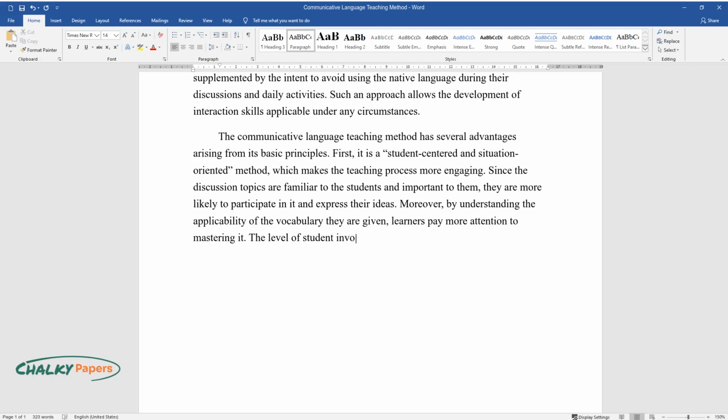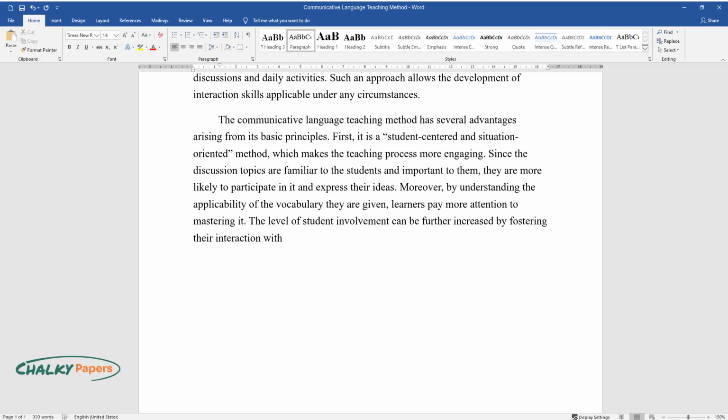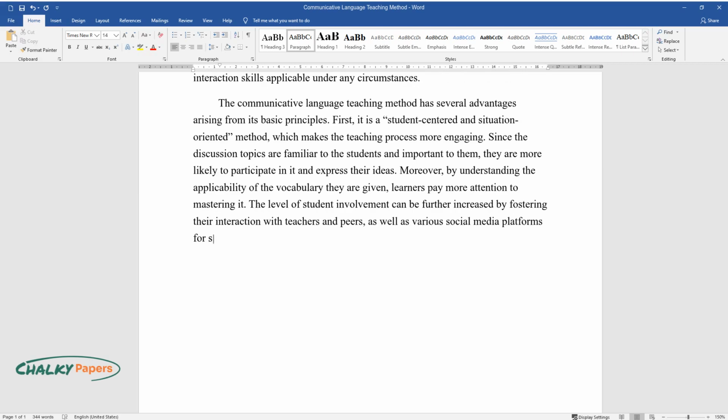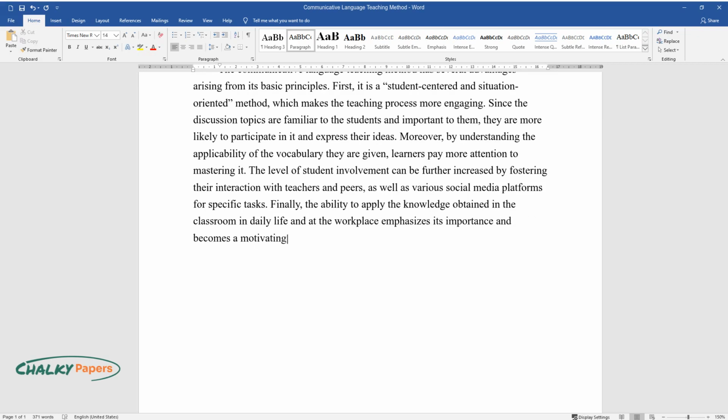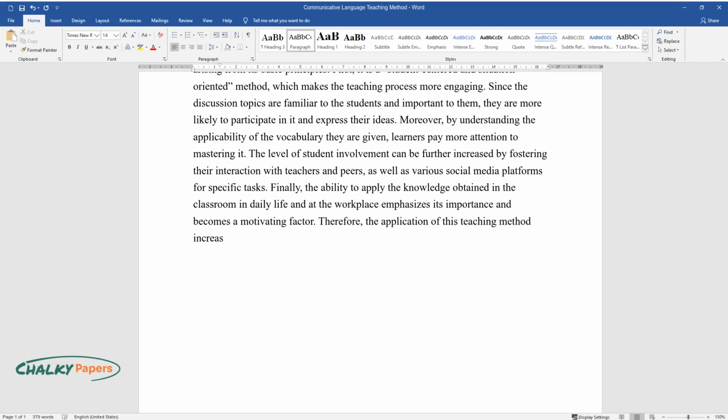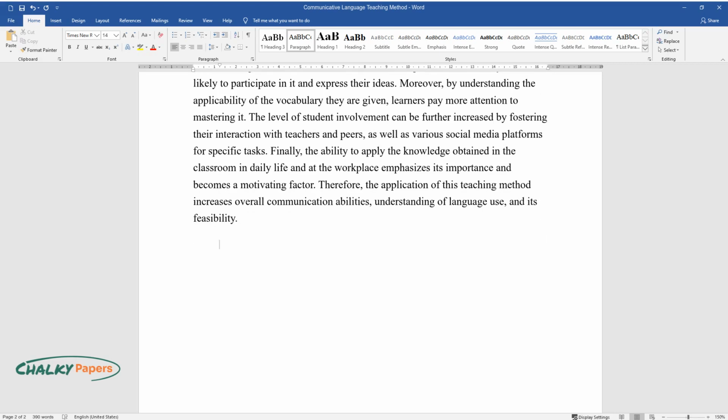The level of student involvement can be further increased by fostering their interaction with teachers and peers, as well as various social media platforms for specific tasks. Finally, the ability to apply the knowledge obtained in the classroom in daily life and at the workplace emphasizes its importance and becomes a motivating factor. Therefore, the application of this teaching method increases overall communication abilities, understanding of language use, and its feasibility.